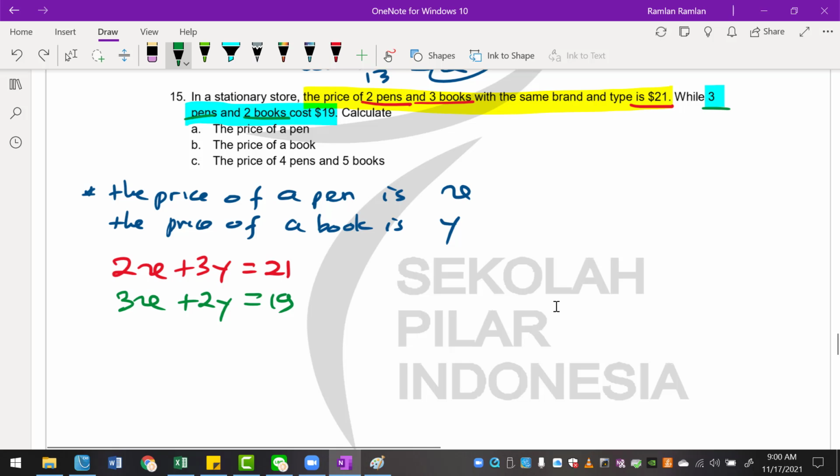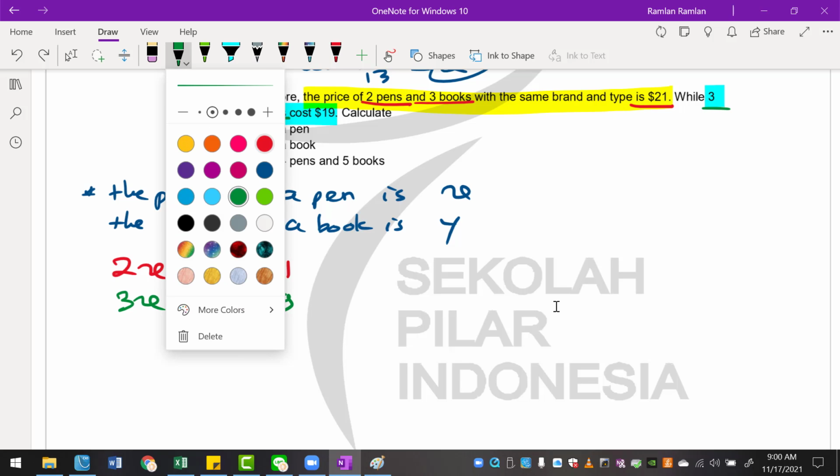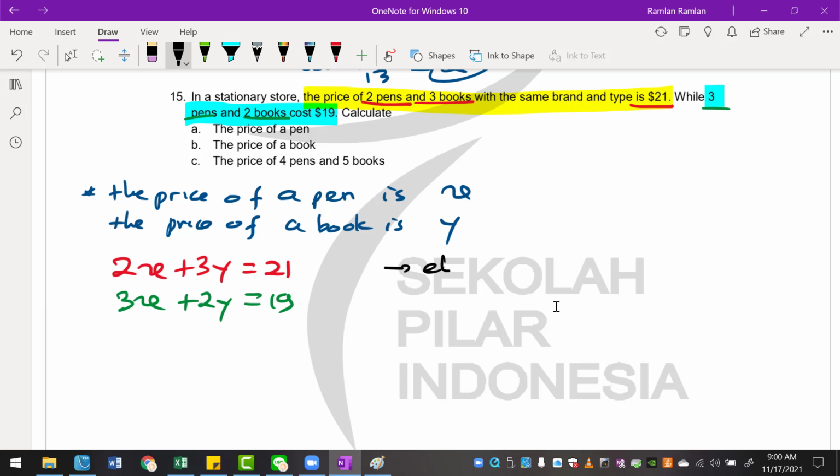Okay, so for this one, I'm going to use the elimination method, but we cannot just go straight and subtract or add them, because we don't have the same exact coefficient for every x or for every y. So what you need to do here is decide which one you want to eliminate. It can be x or it can be y. It's up to you actually. For this one, let's say I'm going to eliminate the y.